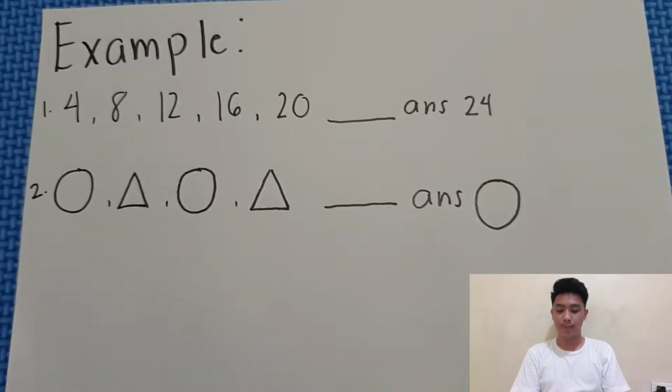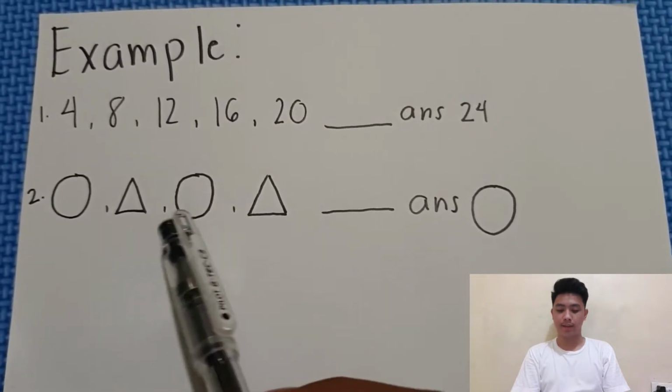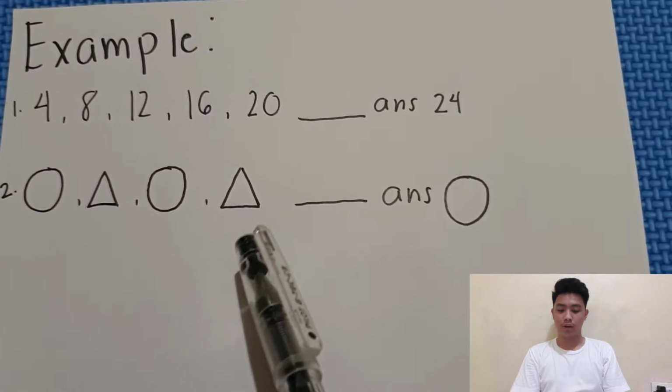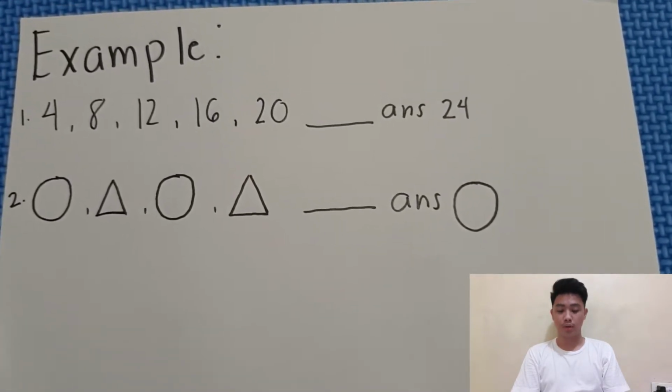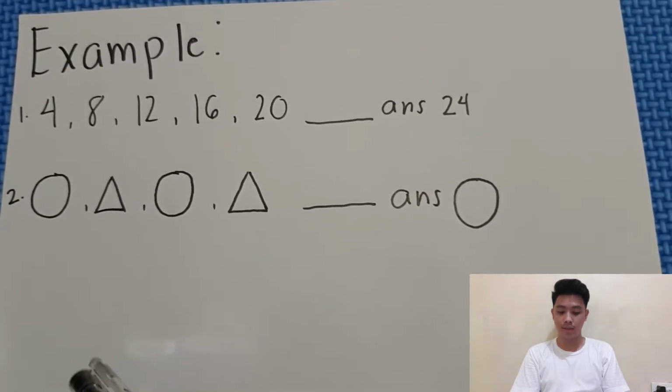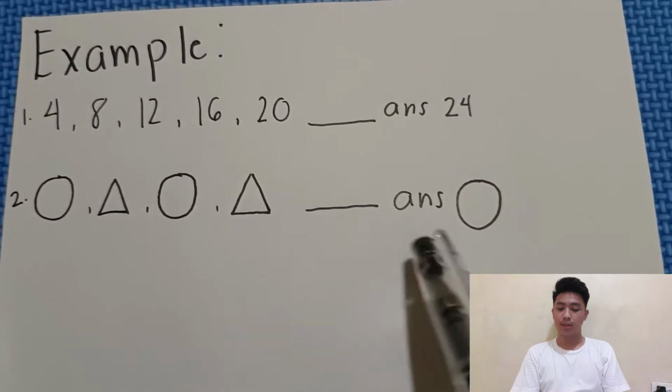So, the next example is circle, triangle, circle, triangle. As you can see, the shapes are only alternating pieces. The last shape that is given is triangle. Then, the next shape will be circle.